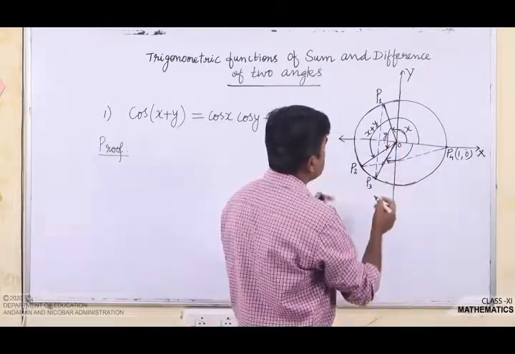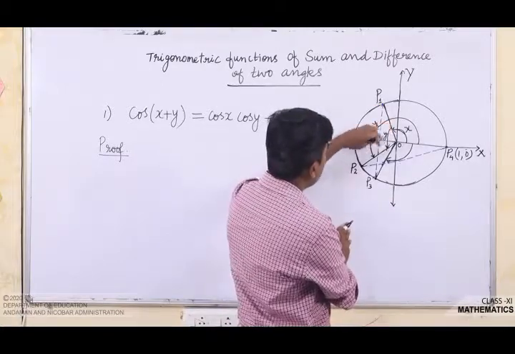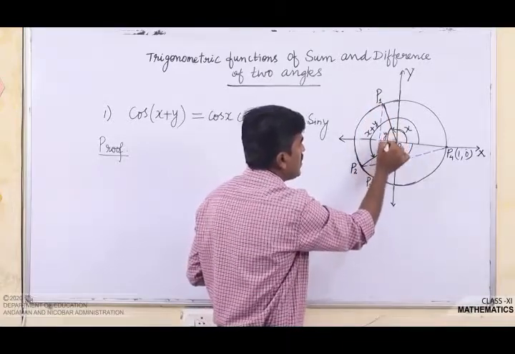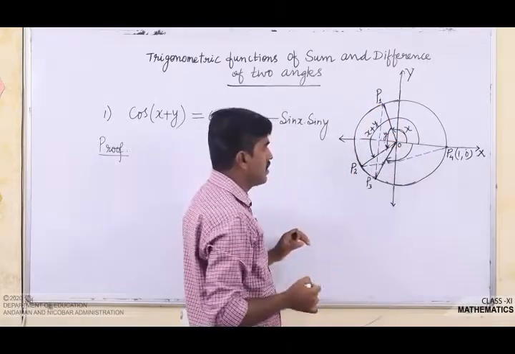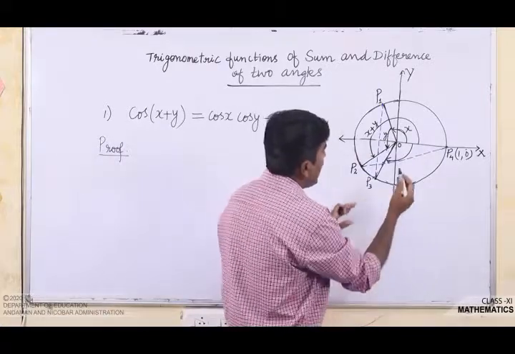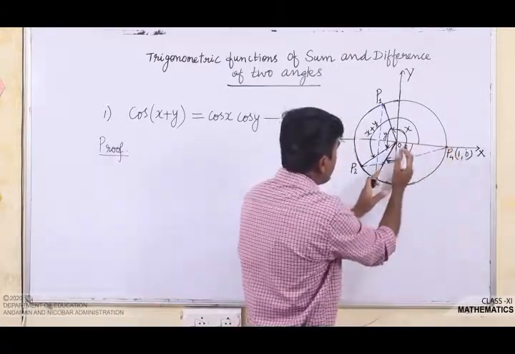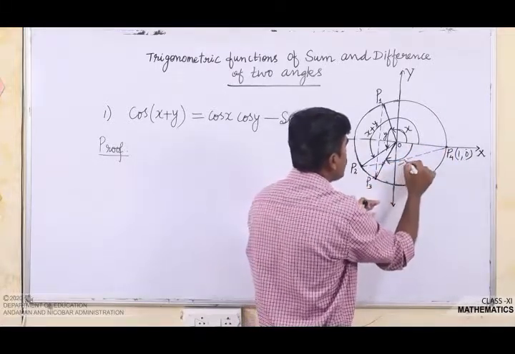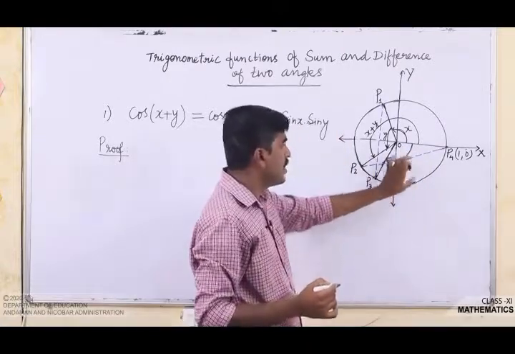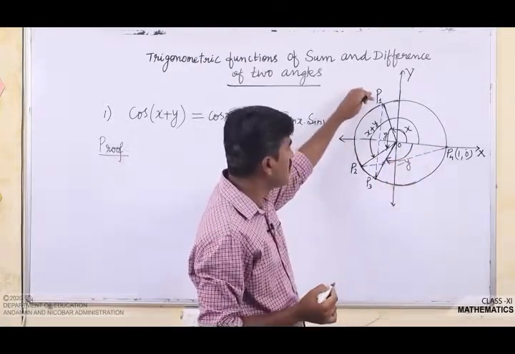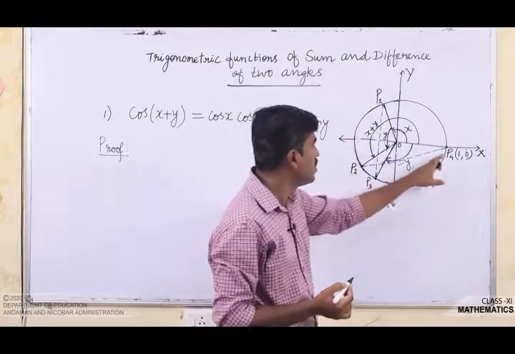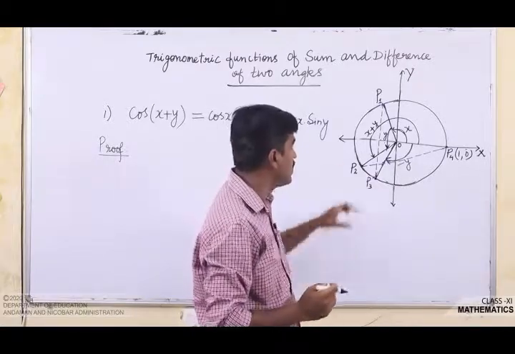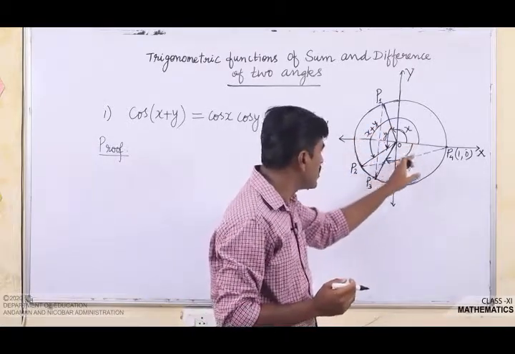And the angle P1OP2 is taken as y. It is also measured anti-clockwise. And the angle P4OP3 is measured clockwise and it is equal to minus y. It is taken as minus y. That means the magnitudes of the angles P1OP2 and P4OP3 are the same, but the directions are different. One is measured anti-clockwise, the other is measured clockwise.